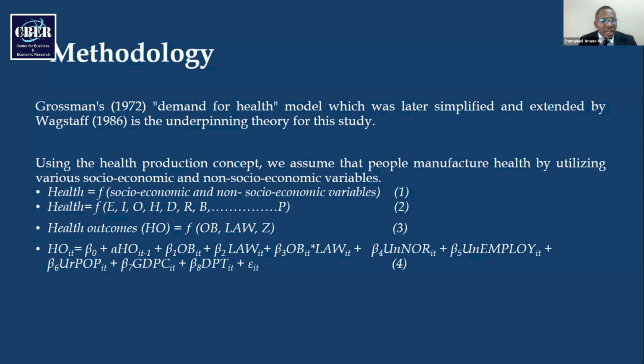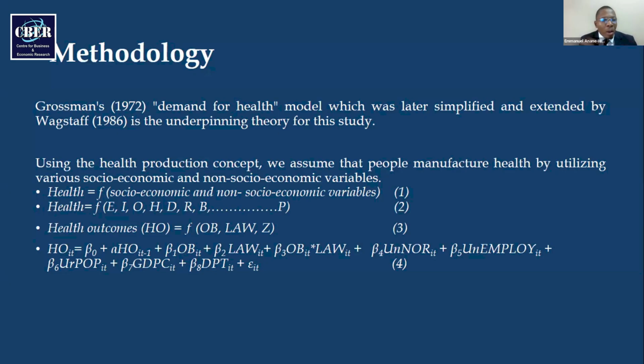Looking at the research objective that we have, we want to find out if regulatory institutions can moderate obesity to have any positive effect on health outcomes. So our equation 3, health outcomes, HO, is therefore given as a function of OB, which is obesity, law representing the regulatory institutions, and Z are control variables.